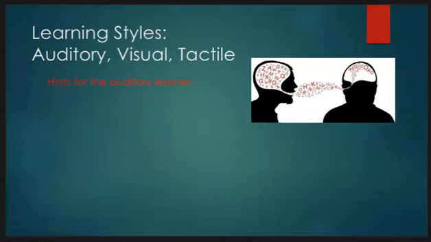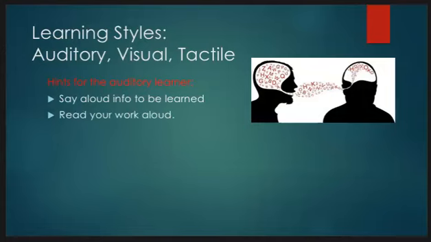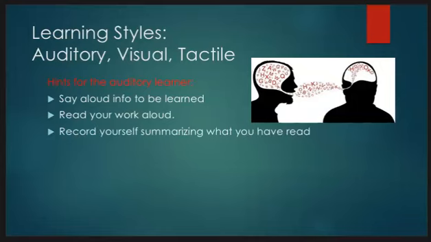So for our auditory learners, some things we can do are say the info aloud that is to be learned, read their work out loud, have your student read what they're writing, or what they're working on, out loud rather than just in their head. Record themselves summarizing what they have read. So after they read, have them speak out loud and make a recording so that they can hear it as well.